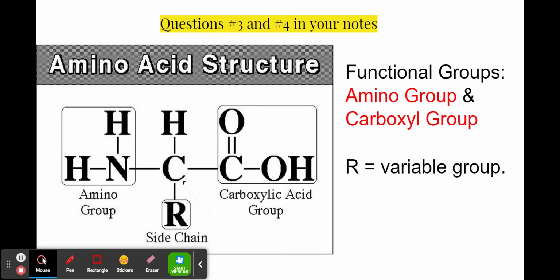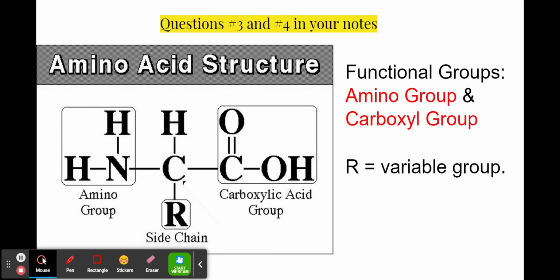This goes with questions 3 and 4 in your notes. Question 3 asks you to identify the functional groups, and we'll talk about those in a second. And number 4 asks you to include a diagram of an amino acid. You'll notice that over on the left-hand side of my screen, I do have that basic diagram. So you would be copying this down. Do include the labels for the different groups in here as well.